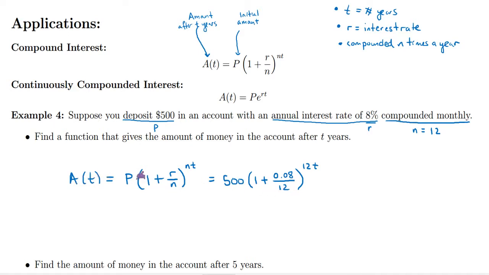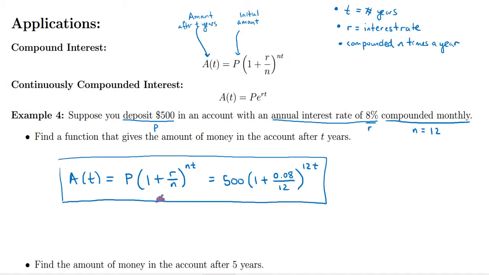So do you see at this point that the only thing that's unknown here is t? As soon as I specify t, it would give me this amount after t years. So that is indeed a function of t. All right, and I would just leave it like that because right now we don't really have to simplify. But do you see that this 1 plus 0.08 divided by 12 is just a number that's a little bit more than 1, right?